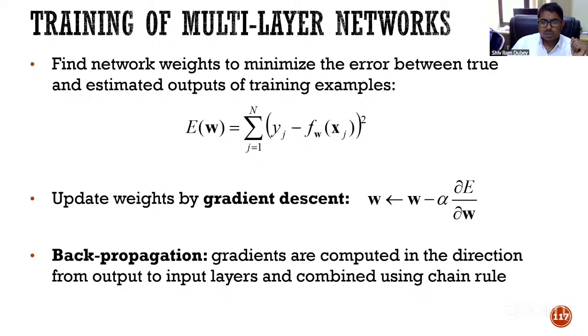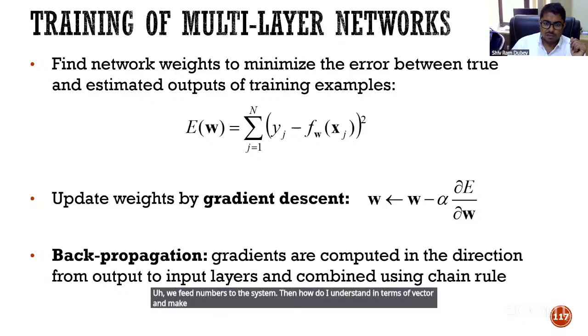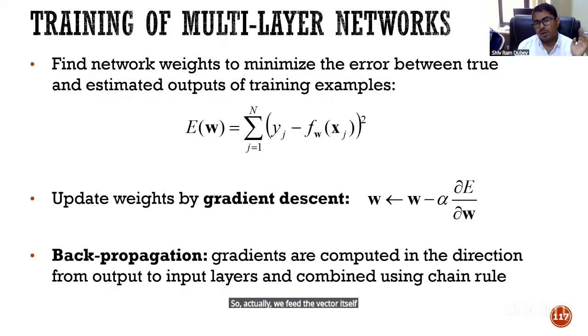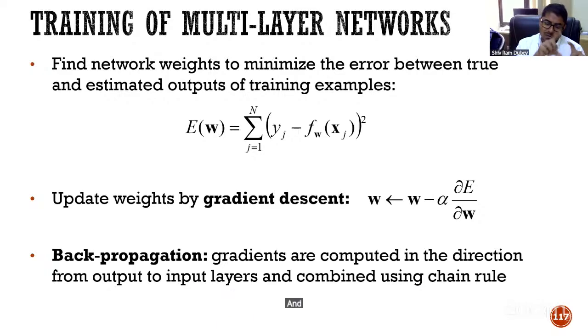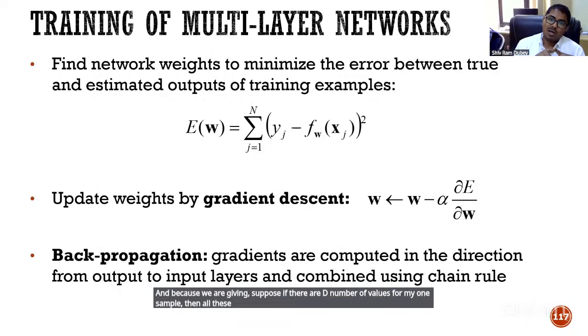We feed numbers to the system. Then how do I understand in terms of vector and make a meaningful differentiation? So actually we feed the vector itself. For example, my input data is represented as a d-dimensional feature vector, and that's what we are giving as the input. Suppose there are d values for one sample, then all these d values will serve as the input.